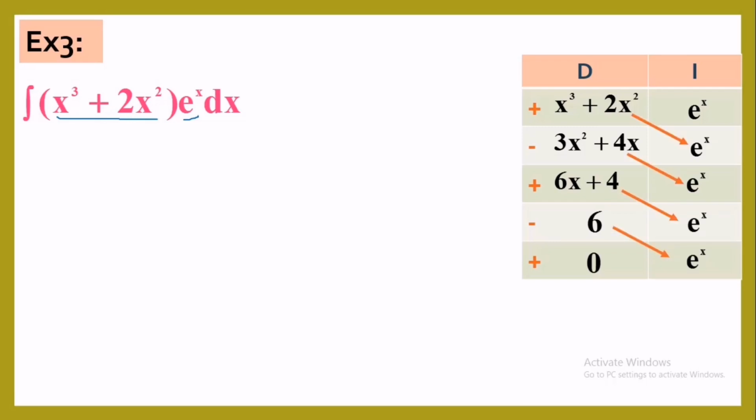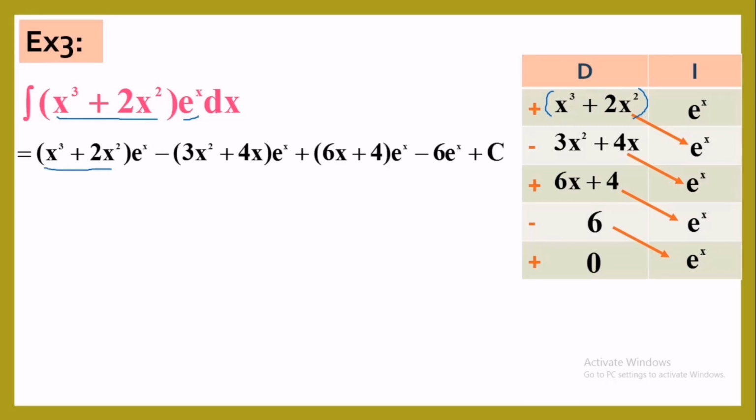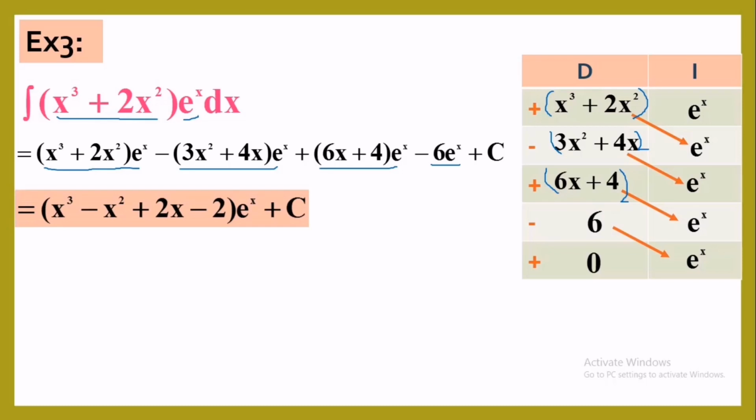Multiply diagonally, plus factor x cubed plus 2x squared by e to the x, minus factor 3x squared plus 4x by e to the x, plus factor 6x plus 4 by e to the x, and finally minus 6 by e to the x plus constant. Simplify to get factor x cubed minus x squared plus 2x minus 2, times e to the x, plus constant.